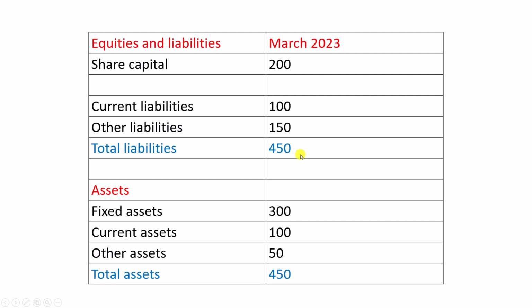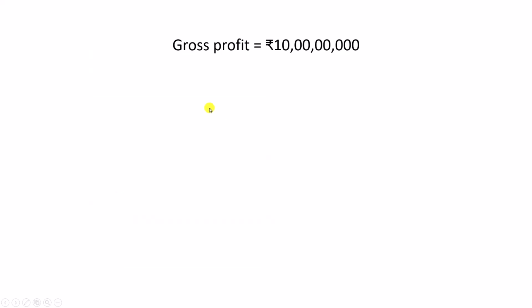Now I have a blank row here. Something goes here. What is it? We'll see soon. Now, let us say that this company in this example is running, it is working and it is earning profit. And let us say that the gross profit of this company for the previous year is 10 crore rupees. So 10 crore rupees is the gross profit of this company for the previous year.